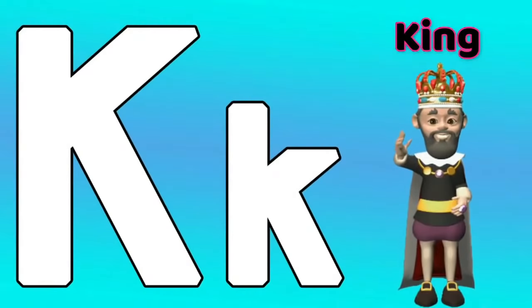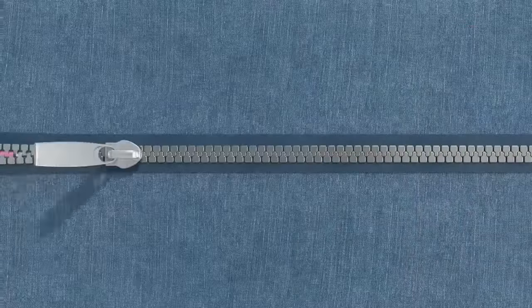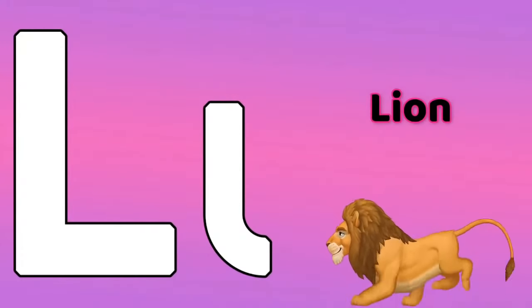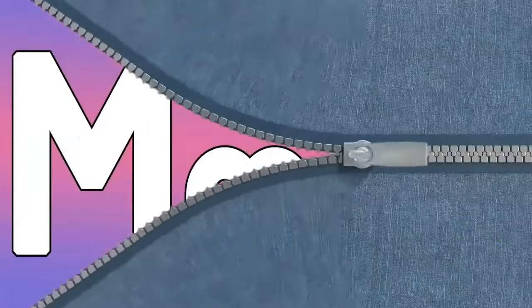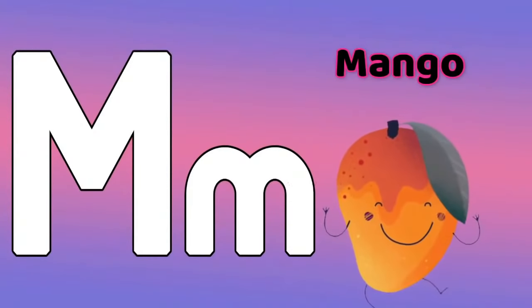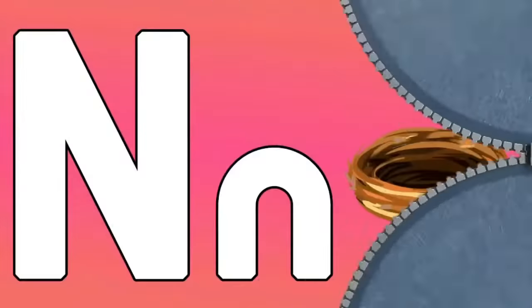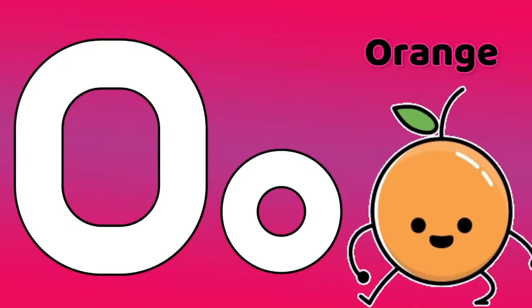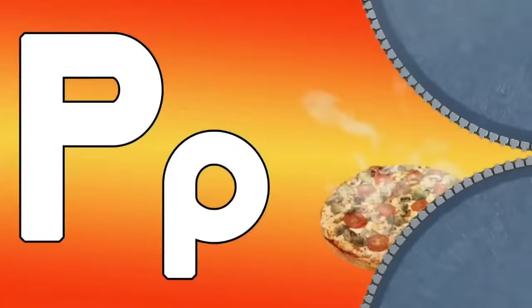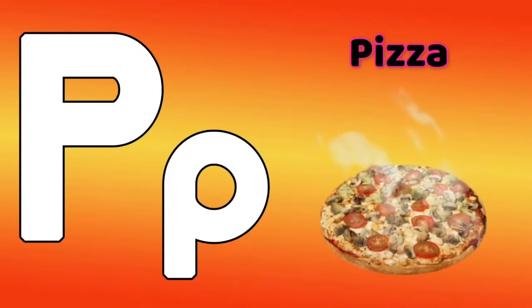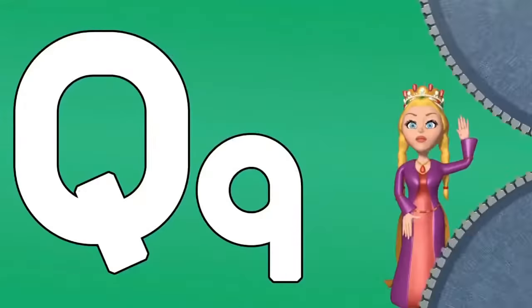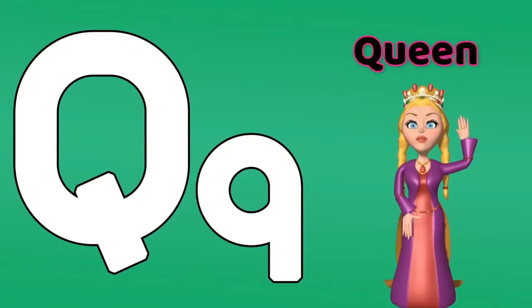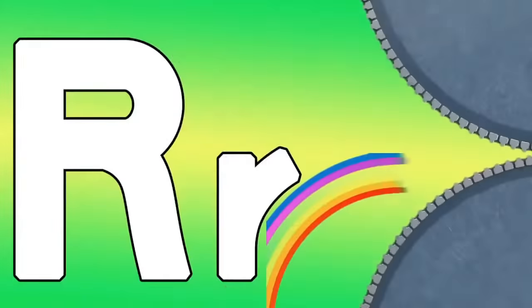K for kite. L for line. M for mango. N for nest. O for orange. P for pizza. Q for queen. R for rainbow.